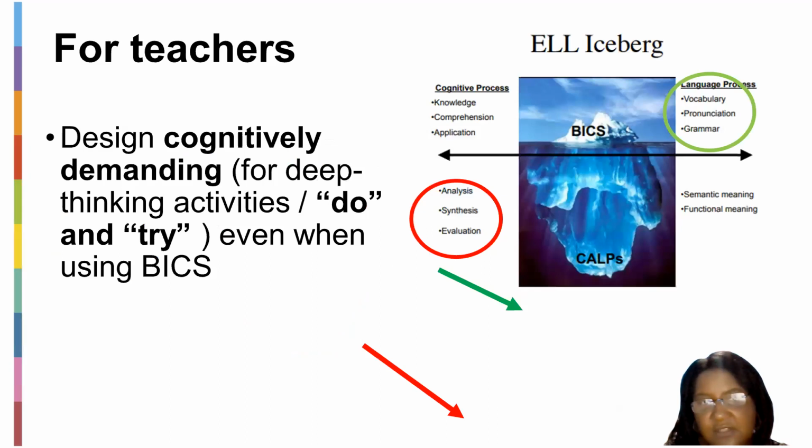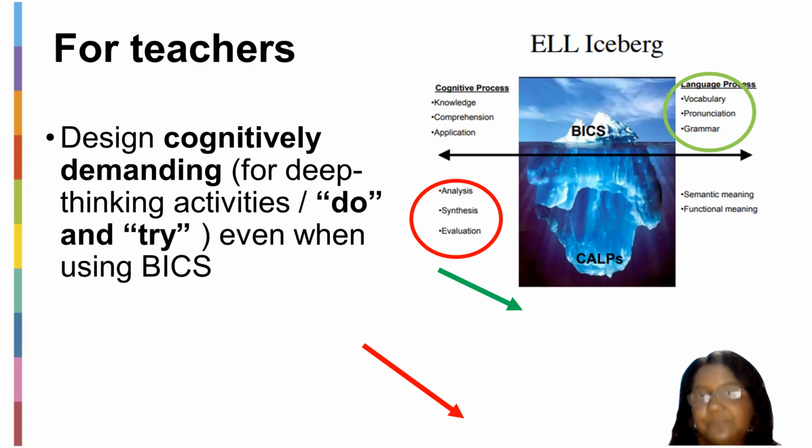So for teachers, what you need to do is to design cognitively demanding, deep thinking activities, not these very basic activities, even when using BICS. So you must try not to give activities that are not challenging to the students. I mean, that can happen very easily, where, as I've said, you can give them isolated sentences, and then they just have to say whether it is a simple present tense or a simple past tense. Or you can give them an activity on the simple present tense or the simple past tense, but then it will be a little bit more complex, okay?